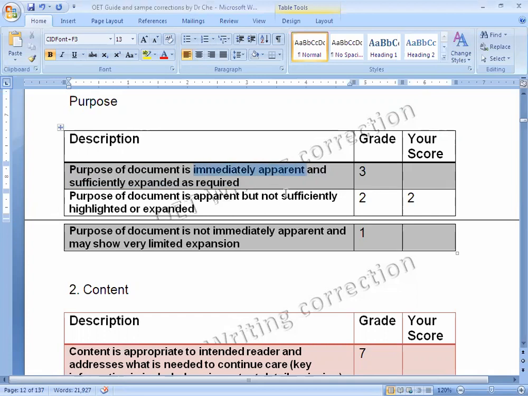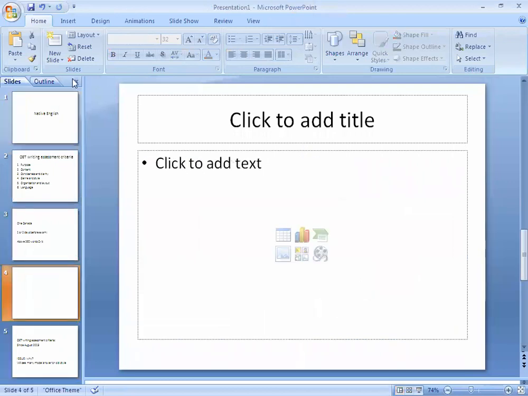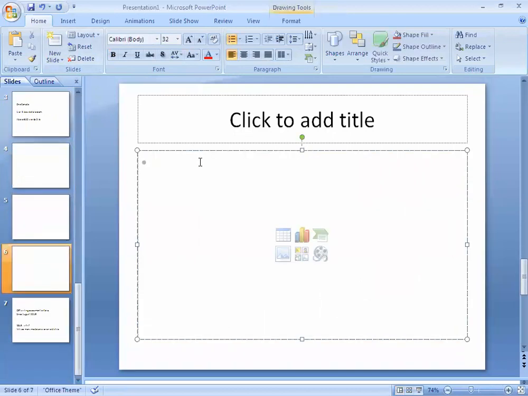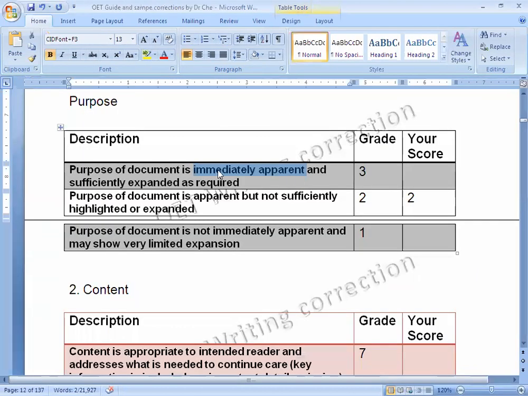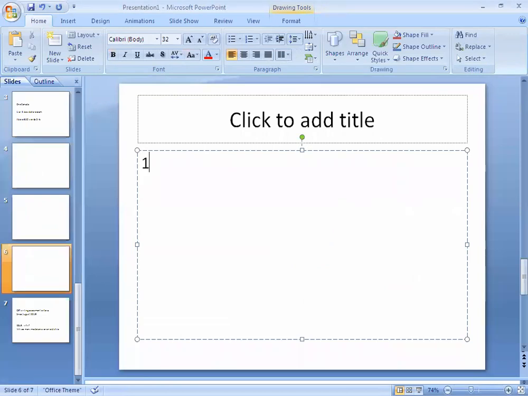Immediately apparent means when you start reading the purpose, it should make a clear sense to the reader what is the issue of this patient. Purpose should be clear from the start, immediately apparent, and it should be sufficiently expanded. So in purpose, we write two important things.